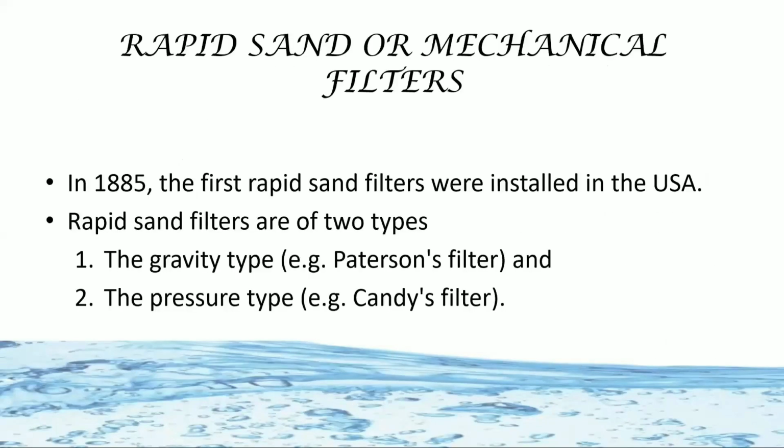Today we'll start with the rapid sand filter or mechanical filter. The word itself suggests rapid, meaning fast. And sand is also used as the filtration media, and mechanical filter means that with the help of some machines, we do the filtration. In 1885, the first rapid sand filters were installed. There are two types: the gravity type, for example the Paterson filter, and the pressure type, for example the Candy filter.